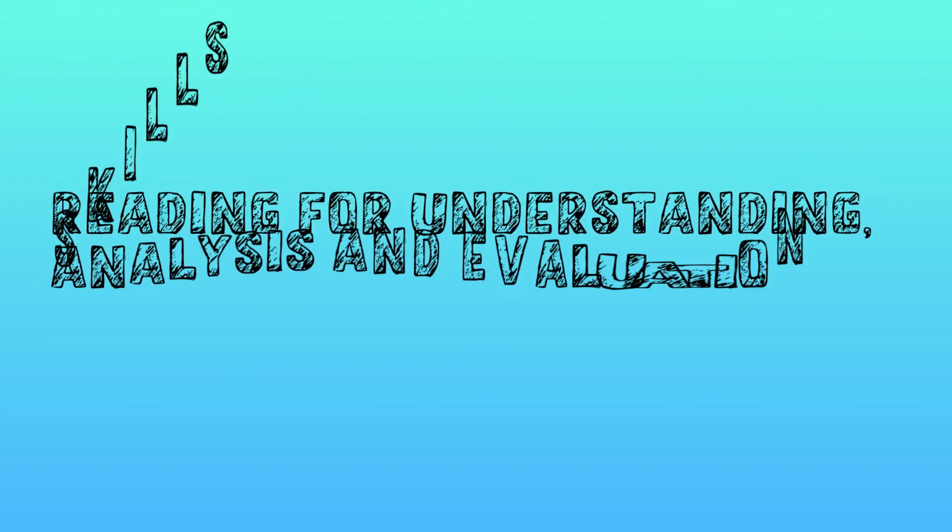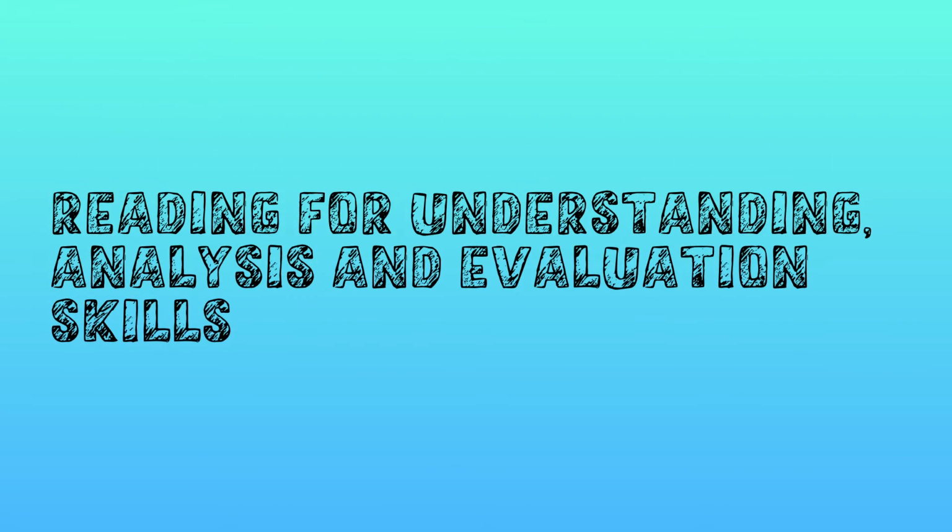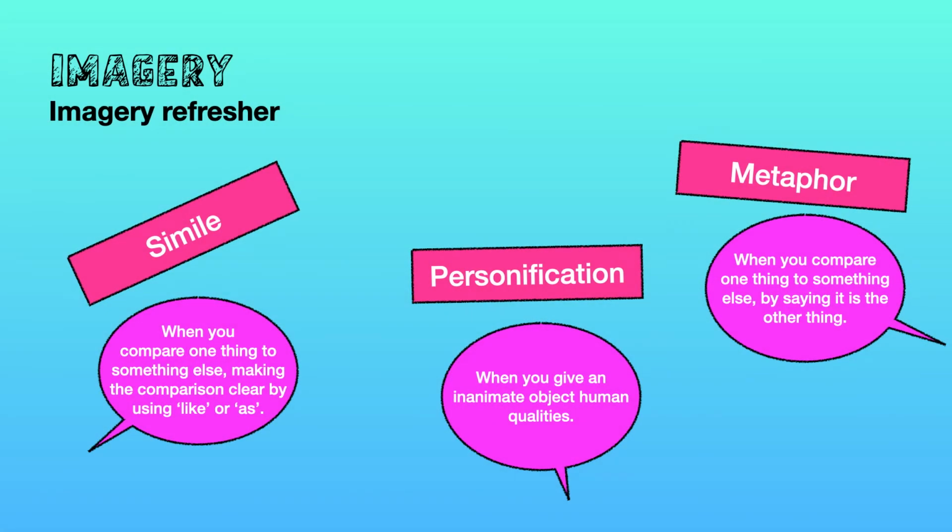Let's move on then to reading for understanding, analysis and evaluation. Just as a quick refresher again, I know you did the refresher activity at the beginning, but just to remind you, simile is when you compare one thing to something else, making the comparison clear by using like or as. Personification is when you give an inanimate object human qualities. And metaphor is when you compare one thing to something else by saying it is the other thing. And remember that when you analyse an image, you use just as, so it is. Just as, literal root, so it is, writer's meaning.